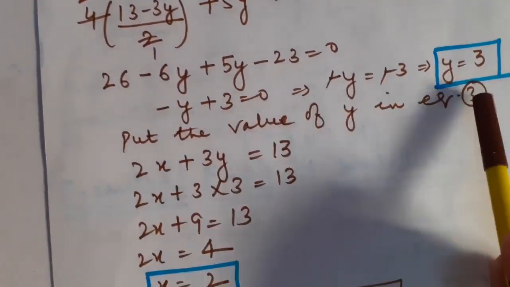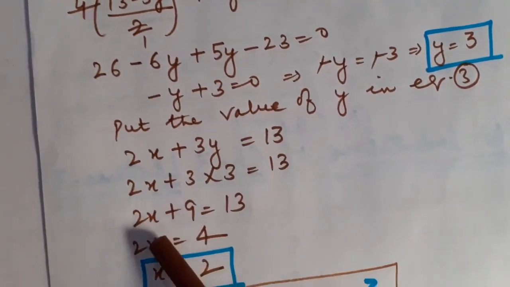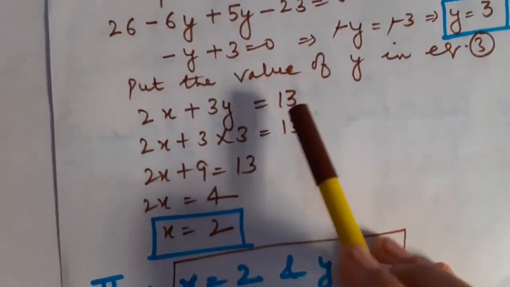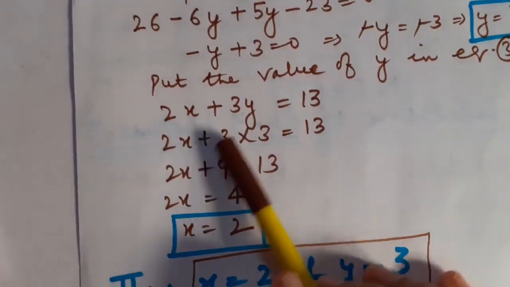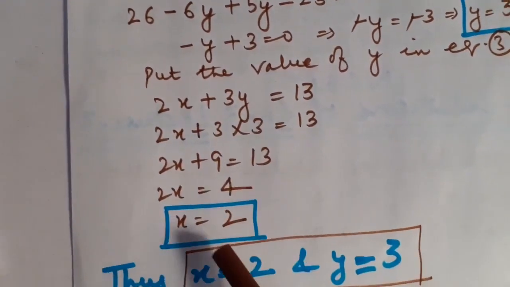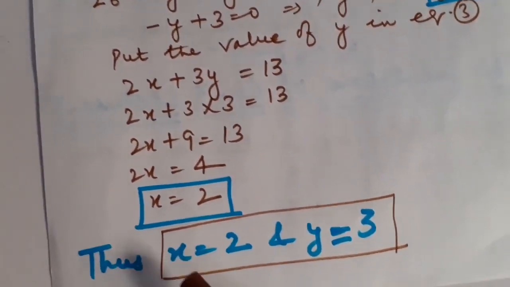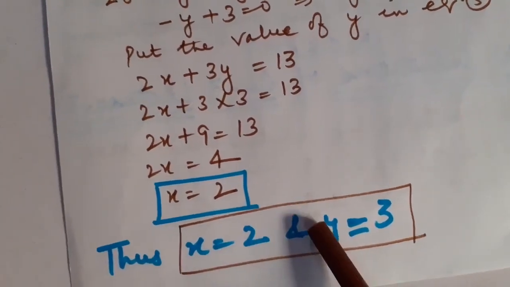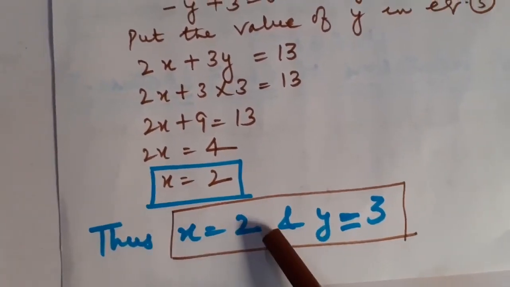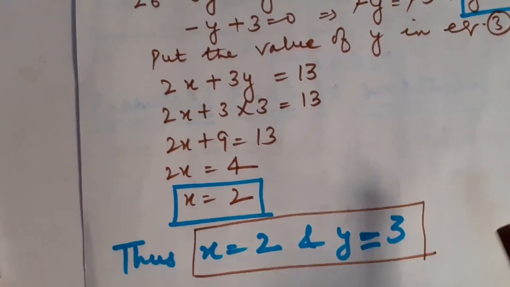2x plus 3 into 3 is equal to 13. So 2x plus 9 is equal to 13. So 2x is equal to 13 minus 9. That would give you 4. So x is equal to 2. So what were the two values which I have got of the variables? That is x is equal to 2 and y is equal to 3.